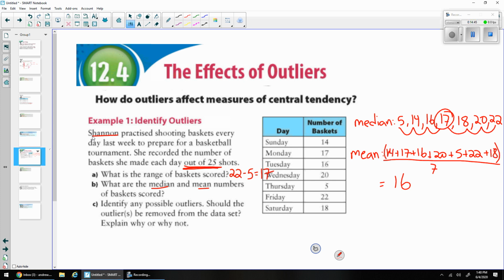Okay, so identify any possible outliers. Should the outliers be removed from the data set? Well, should the outliers be removed? So she definitely has an outlier. On Thursday, whatever, she was having an off day. She only hit 5 out of those 25. On every other day, her lowest was 14. So that's a decent amount, but 5 was well below 50%. She's only looking at 20% there. So is that an outlier that should be removed?